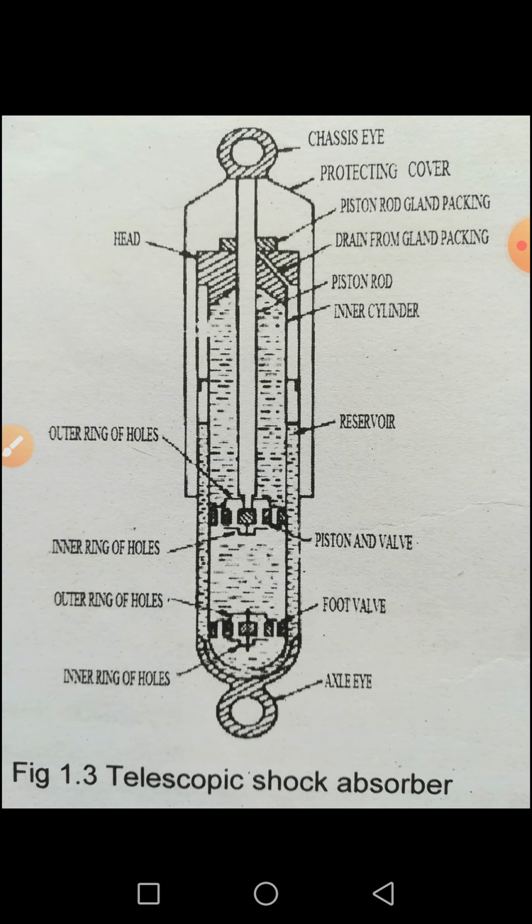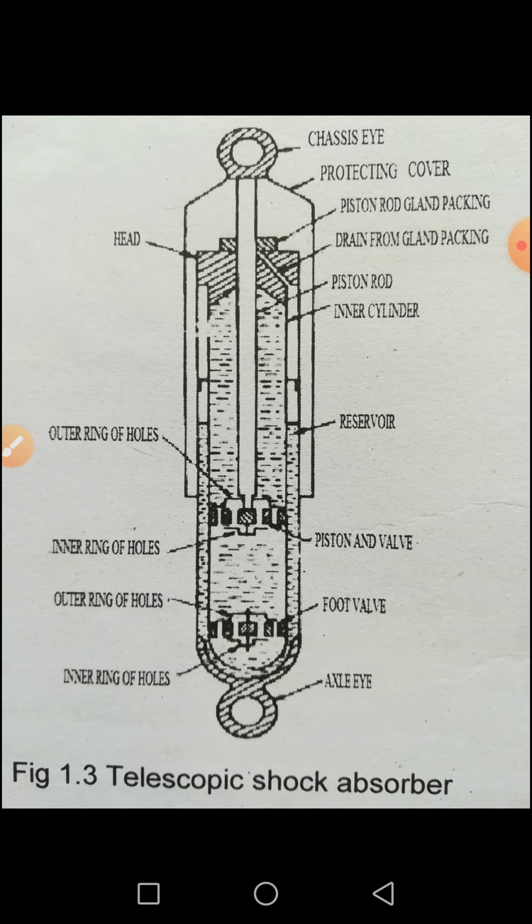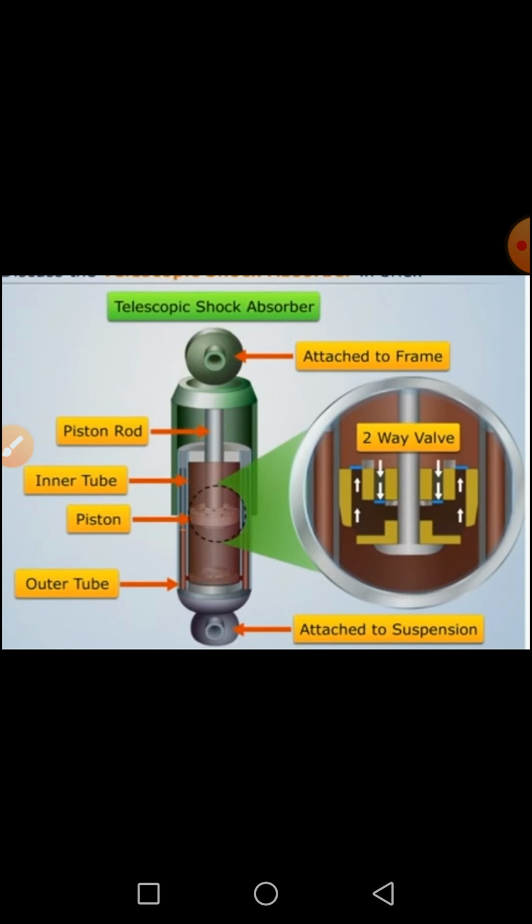Telescopic shock absorbers are widely used in automobiles. The simple 2D layout of shock absorber is shown in the figure. Let us see the construction details or components of telescopic shock absorber system. You can refer to the three-dimensional picture as shown in the figure.